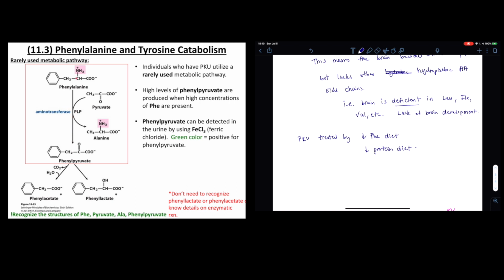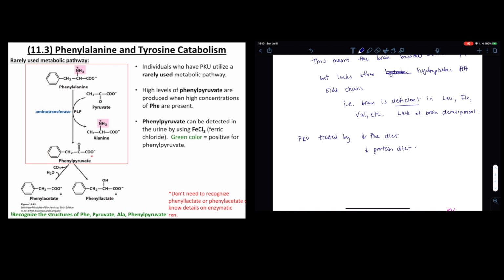So the amino group gets transferred onto pyruvate to make alanine. This is a little bit different, it's not alpha ketoglutarate. And we get the alpha keto acid of phenylalanine, which is phenylpyruvate. So individuals with PKU who consume a lot of phenylalanine are going to have a really high quantity of this, which will make a high quantity of phenylpyruvate. This is used as a diagnostic because most healthy individuals who do not have PKU will not have high quantities of this in the urine.